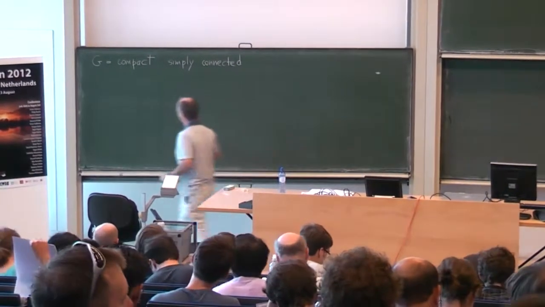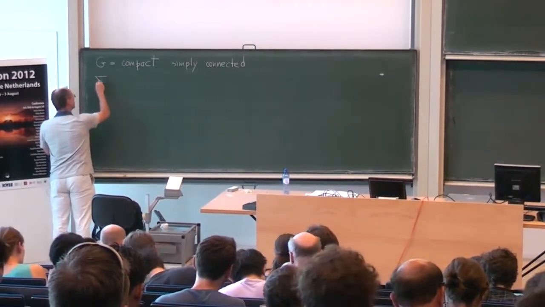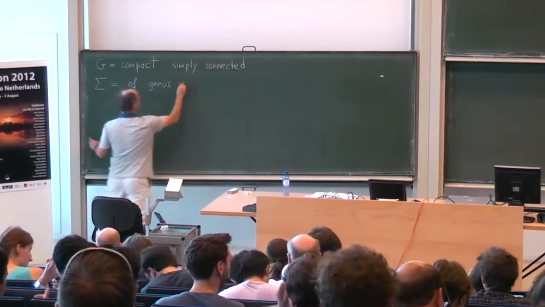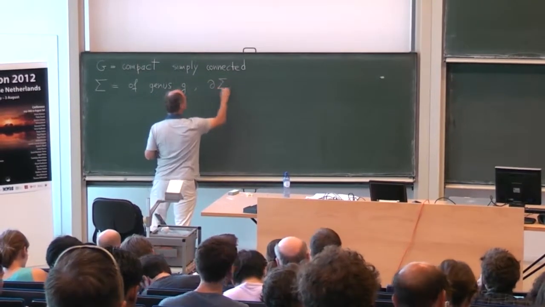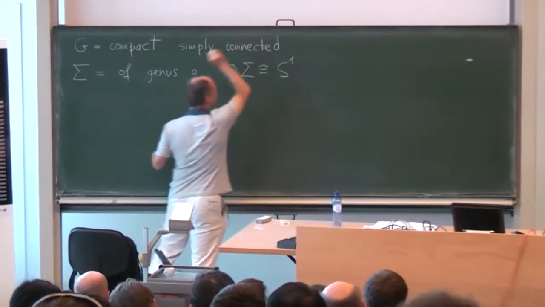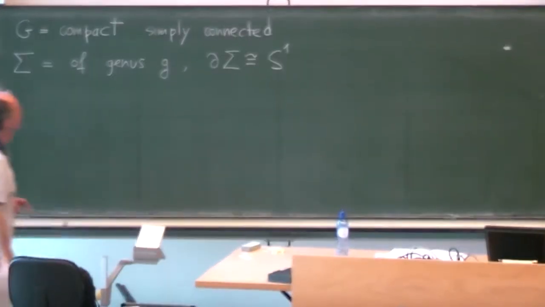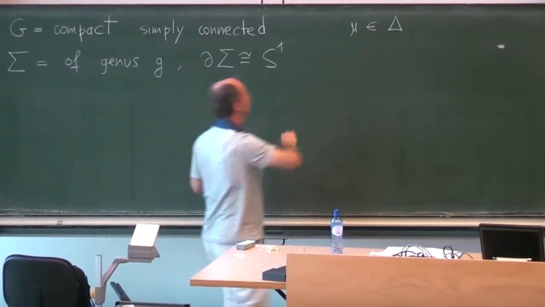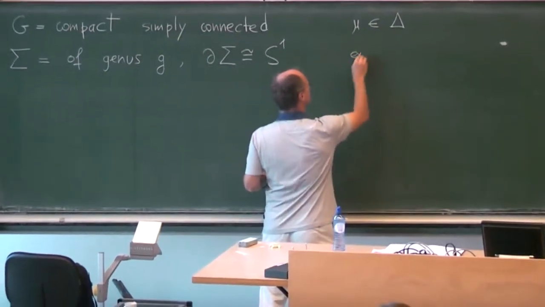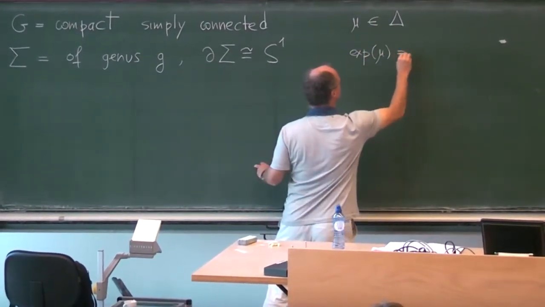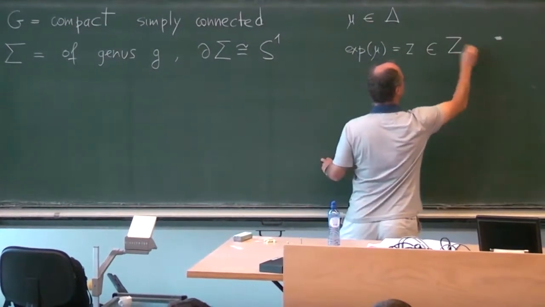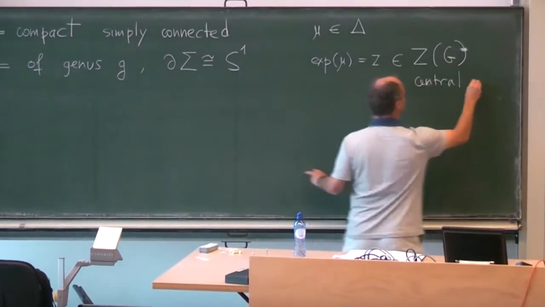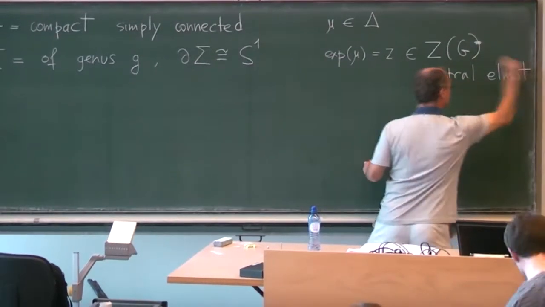And for sigma, let me choose the surface of genus g, and there will be only one boundary component. And let me choose mu in the Weyl alcove such that the exponential of mu equals z, which is a central element.